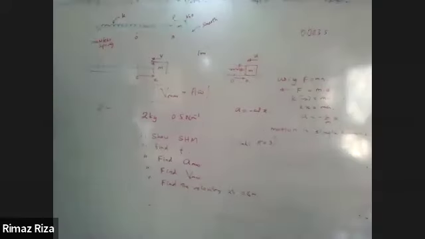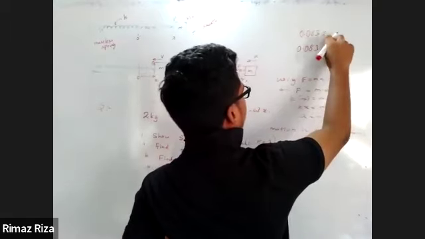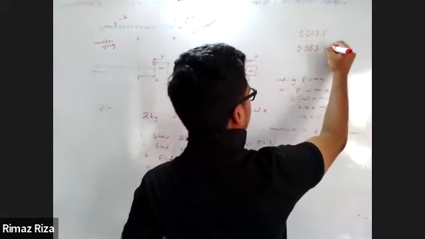Anyway, let's work the answer out. 0.083. Okay, so you both got 0.083. This should be per second, hertz.